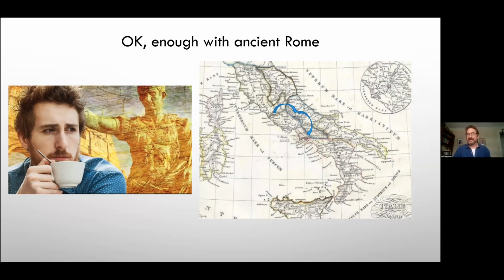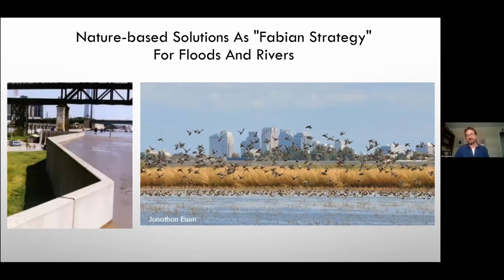Okay, so enough now of me thinking about ancient Rome. And you'll say, what am I talking about? And I'll say, okay, well, I would say that nature-based solutions can be thought of as a Fabian strategy for dealing with floods and rivers. Essentially, the essence is confront this challenge on favorable terrain, divert, deflect wherever you can. Don't confront this challenge at your own gates. Don't confront it on terrain that's favorable to the opponent, so to speak, but on terrain that's favorable. That's where nature-based solutions come in. They're an attempt to deal with this challenge on favorable terrain.